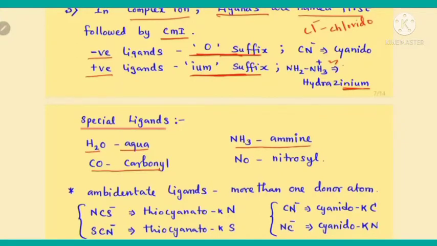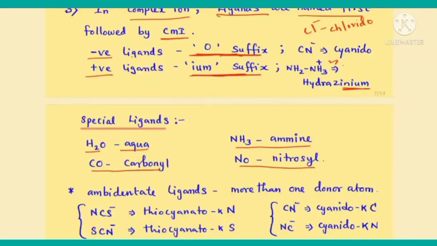Amine, organic amine. To differentiate from that, we are using AMM. Then NO ligand is called nitrosyl. Okay, so these are some ligands which are given special names. They are not called by their regular names. Their common names are not used here.